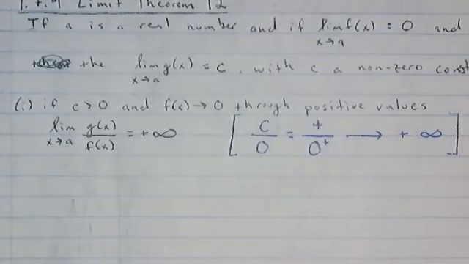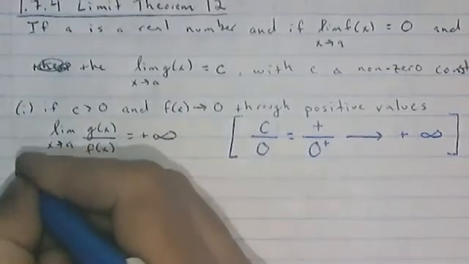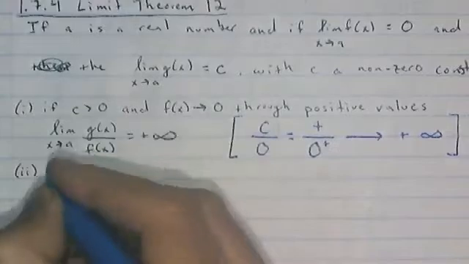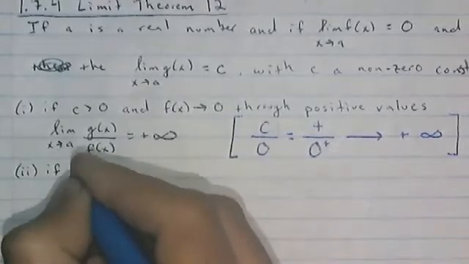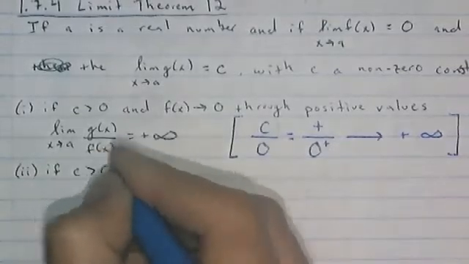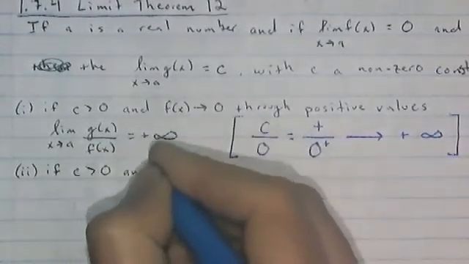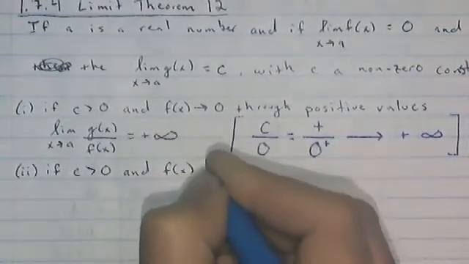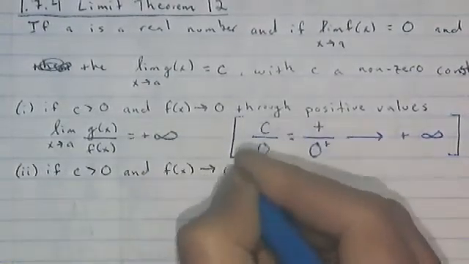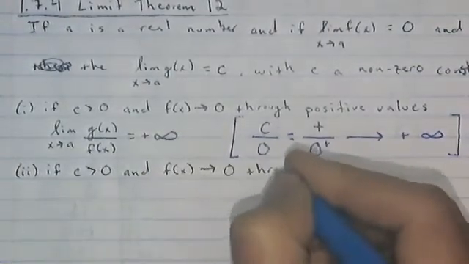The second possibility, little ii. We're going to keep C positive, but now f of x is going to approach 0 through negative values.